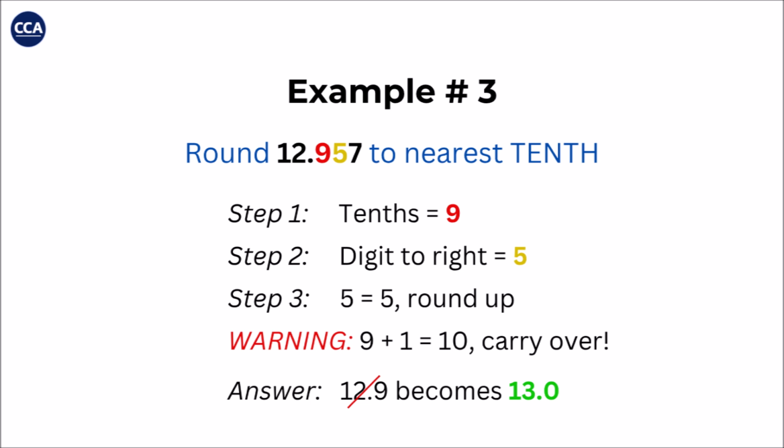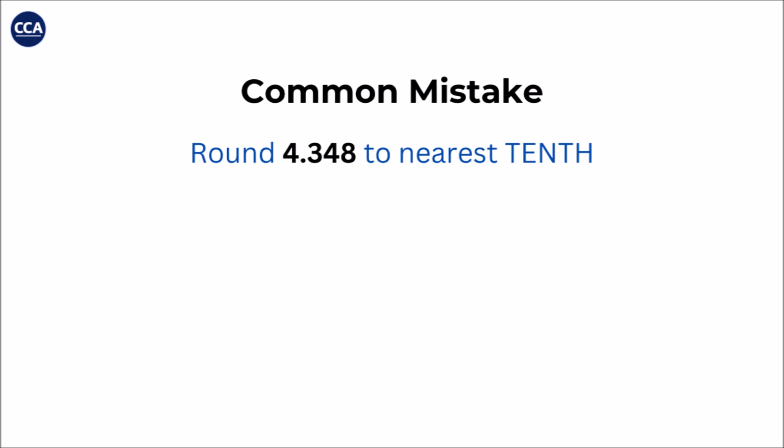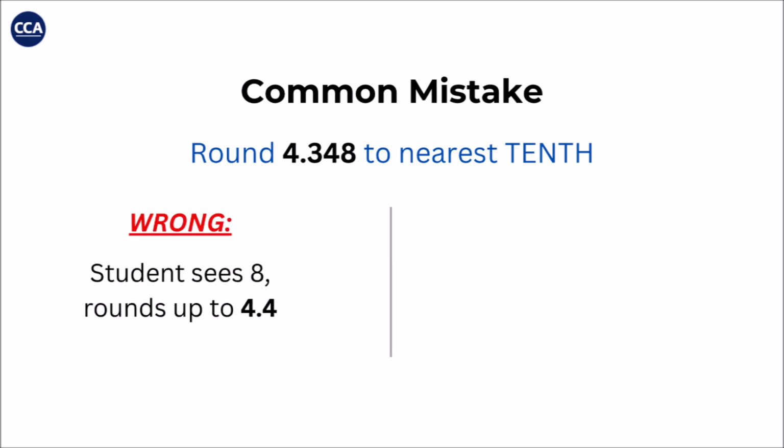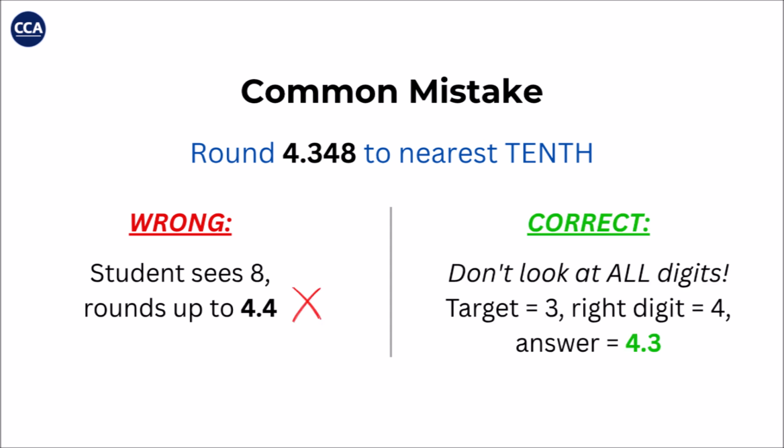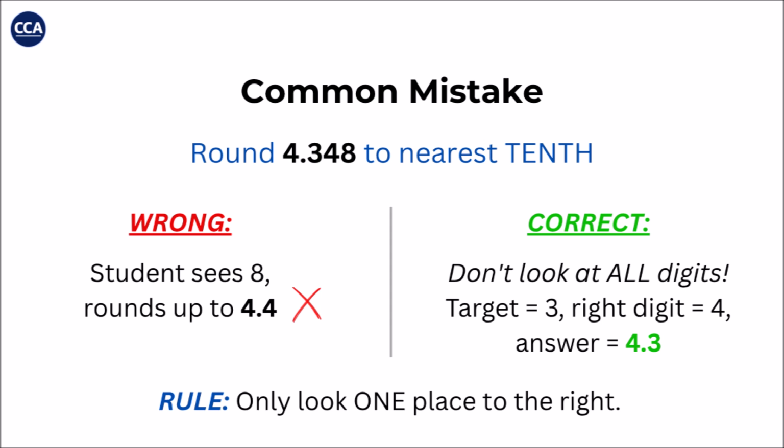Always watch for this. Here is the most common mistake in rounding. A student needs to round 4.348 to the nearest tenth. They look at all the digits after the decimal, 3, 4, and 8, and think the 8 means they should round up the value to 4.4. That is wrong. You only look at one digit, the digit immediately to the right of your target place. The target is tenths, and that is 3. The digit to its right is 4. Since 4 is less than 5, the answer is 4.3. Never look further than one place to the right. One digit. That's the rule.